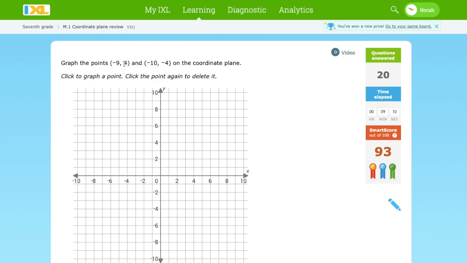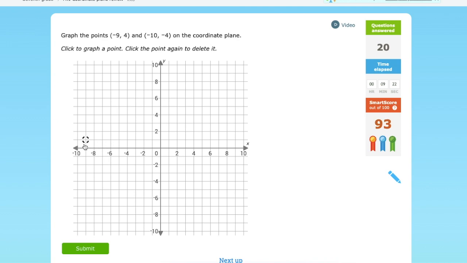Graph the points -9, 4, and -10, -4. Here's -9 on the x-axis, and let's go up to 4 on the y-axis. And now let's do -10, -4. -10 is right here, but we have to go down to -4.